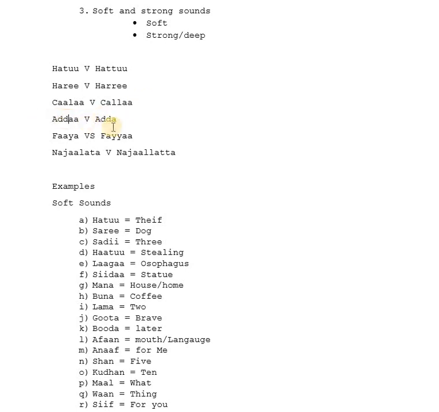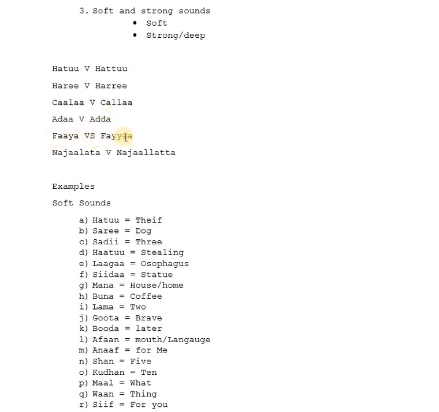I wrote that wrong. Ada. Ada. Listen to the ada. Ada. Adda. That's a completely different meaning as well. Ada is culture. Adda means special or different, or it also means forehead. Ada, adda. So by now, I hope you understand the difference between the soft and the strong sound.